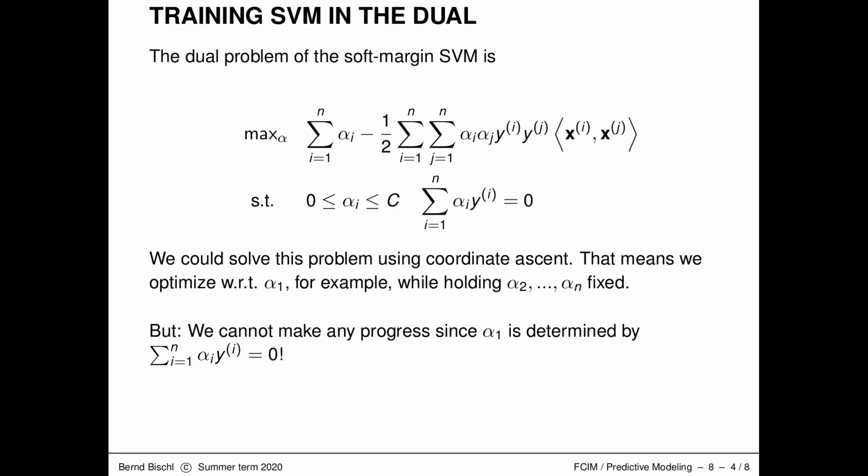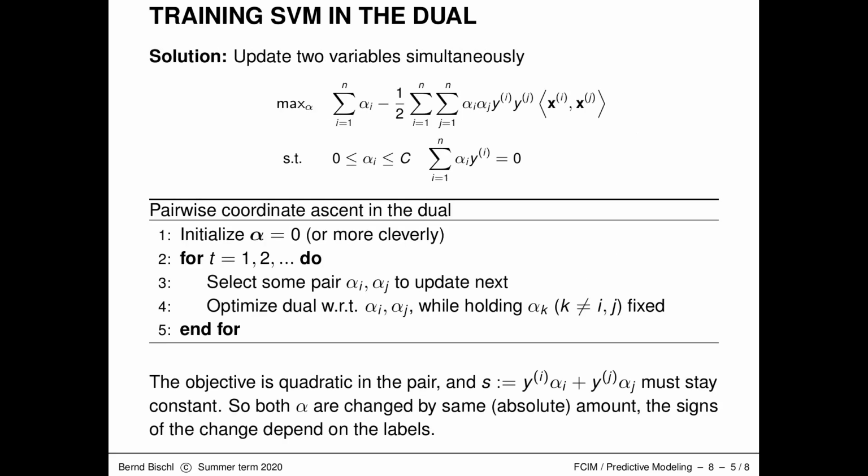What we can do is something similar. The next best thing might be not to update exactly one variable, but two instead. So we're going to optimize the whole thing in pairs. This is called pairwise coordinate ascent in the dual. So we initialize, for example, our alpha vector to a complete 0 vector. So this would be feasible, right? Because it would be okay here, and would also be okay here. We can also maybe do something more clever, but it doesn't matter for now, I don't want to discuss this.